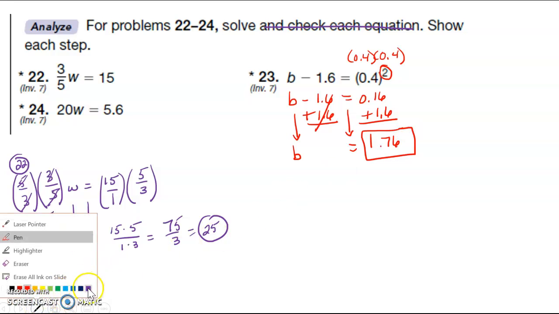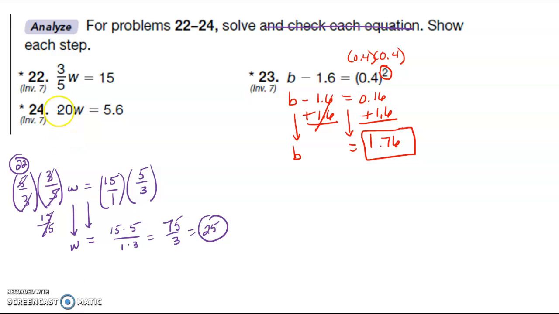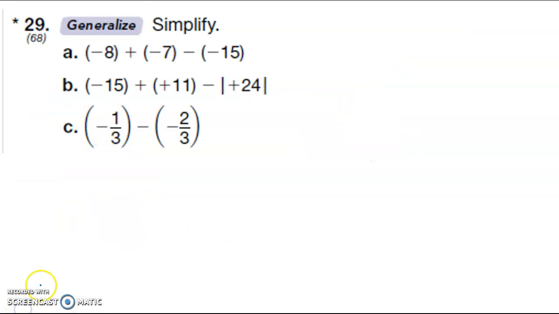And then, let's use the blue. 24, we're going to divide by 20, both sides. 20 over 20 is 1. My W comes down, my equals comes down. 5.6 divided by 20, and I get 0.28 for my answer there.